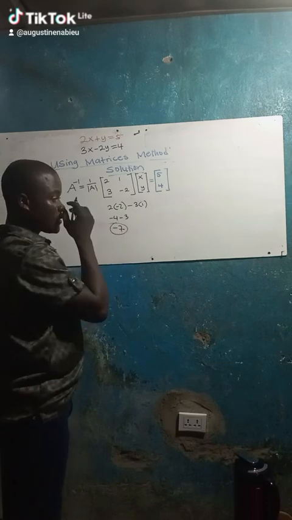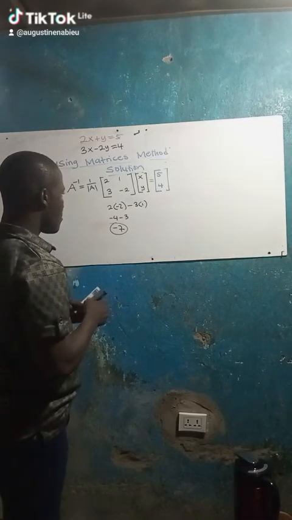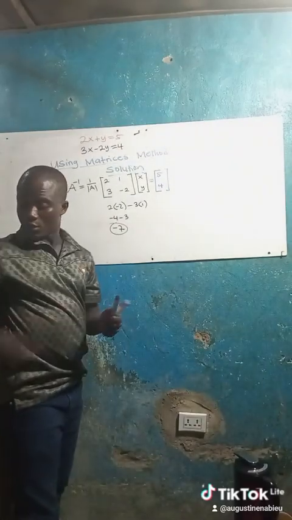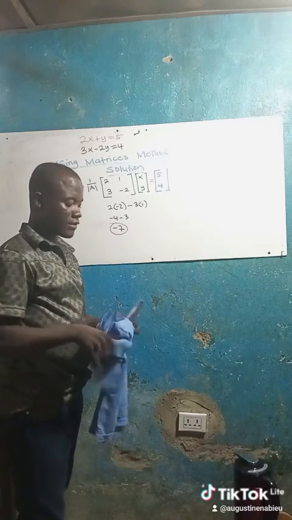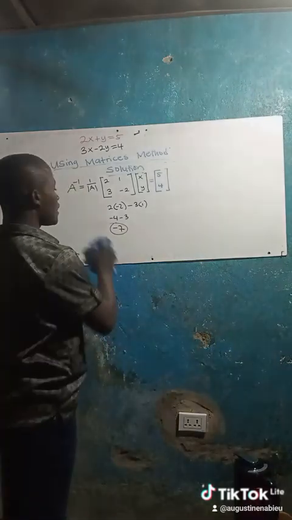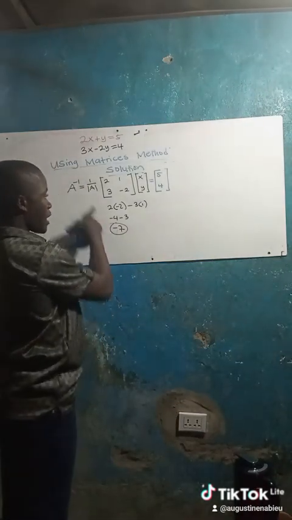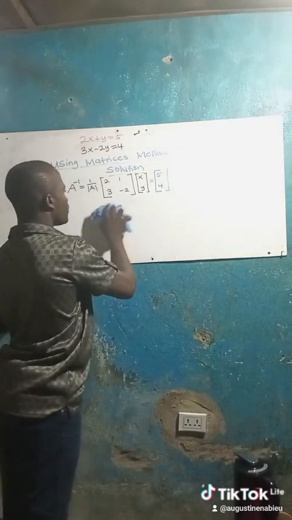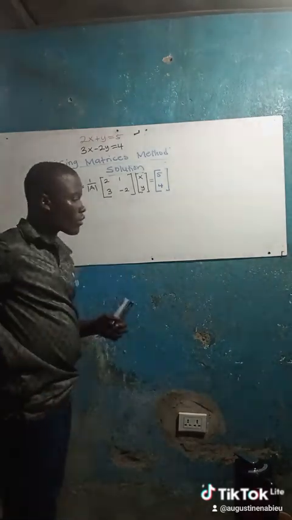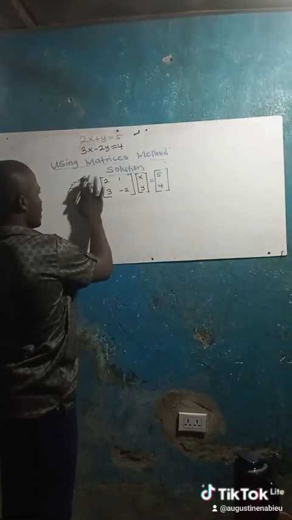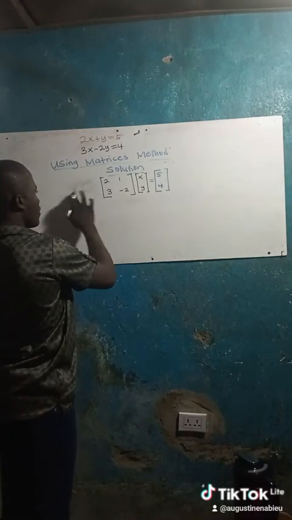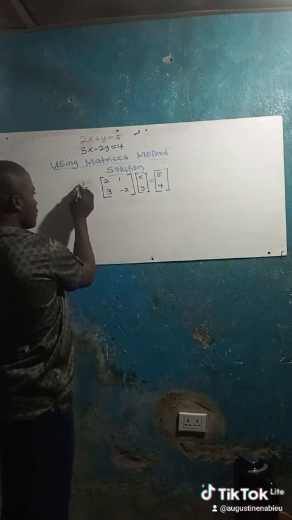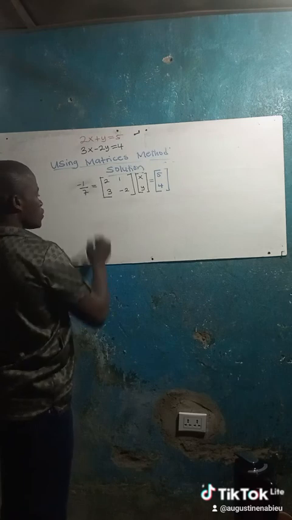So the determinant of this matrix is negative 7. Don't forget, the determinant of this matrix is minus 7. So we're now going to write the inverse as 1 over minus 7, which is minus 1 over 7, equal to the adjoint.